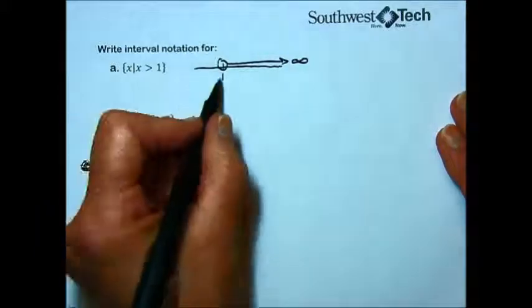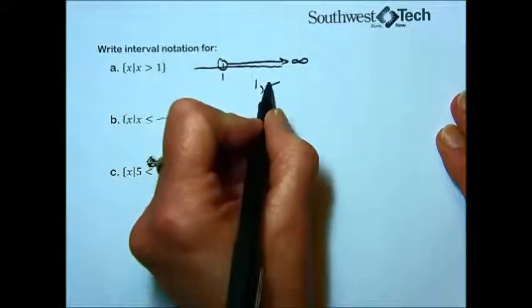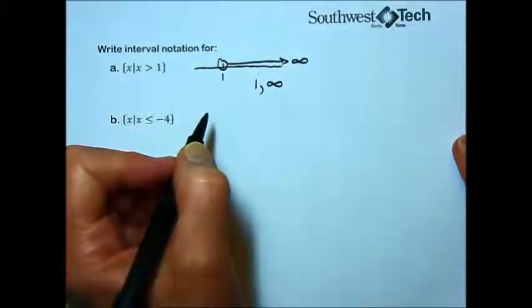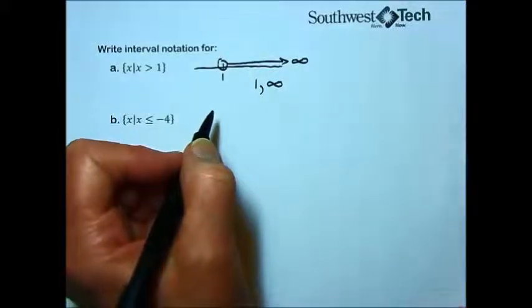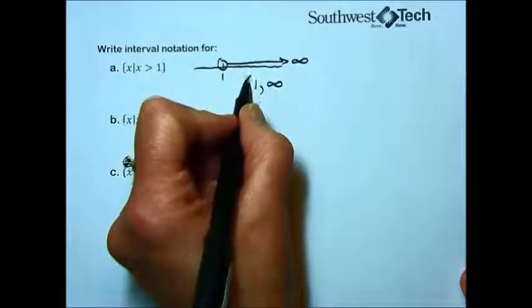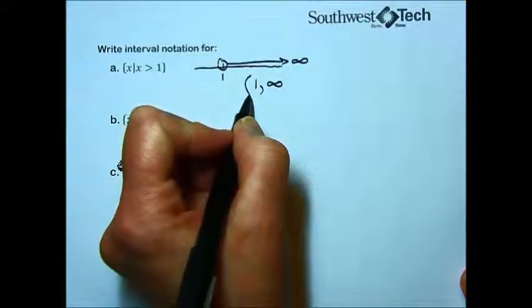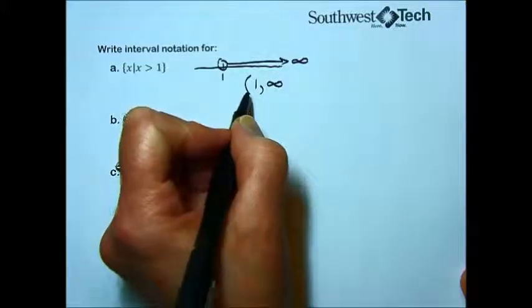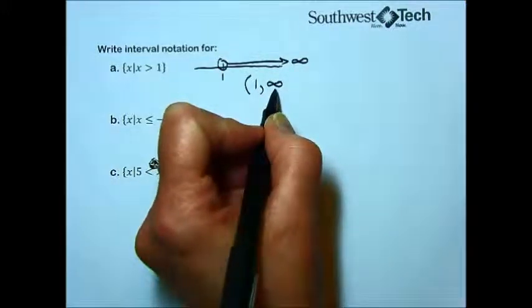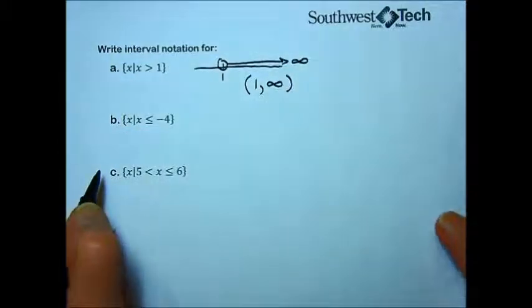For interval notation then, our smallest value is 1. Our largest value is ever increasing. We use the positive infinity to represent that. We're not including the 1, so we have an open interval expressed or designated by the parenthesis, and infinity, because it never ends, we use the parenthesis for that as well.